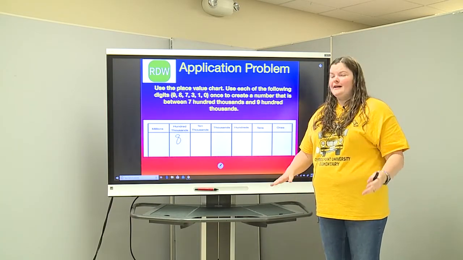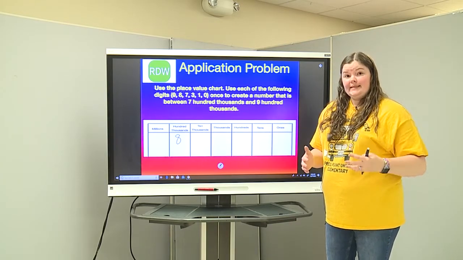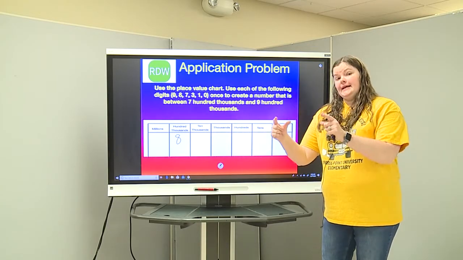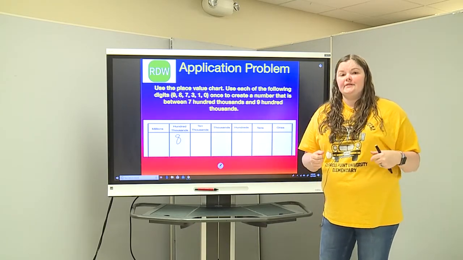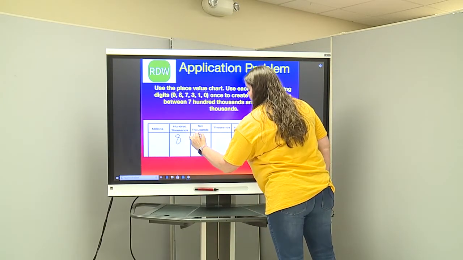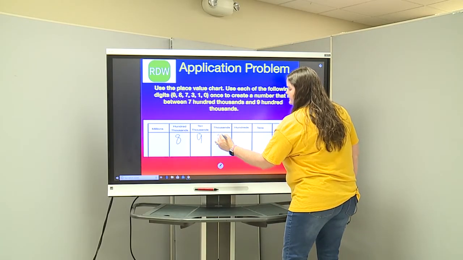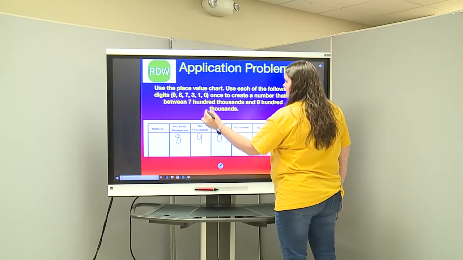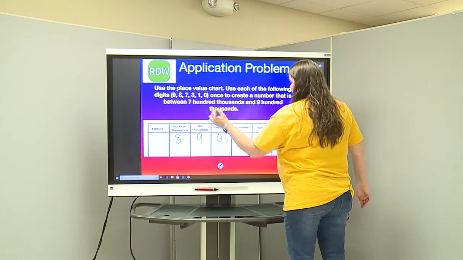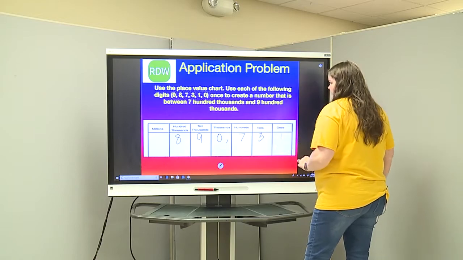Now the next part, after that, it doesn't matter what digits we use in which place values, because we've already met our criteria of being in between 700,000 and 900,000. So we can just put these in any order. So let's just use the 9 in the 10,000s. Let's stick the 0 in the thousands. Let's go to 7 in the hundreds. We'll use 3 in the tens, and then we have a 1 in the ones place.